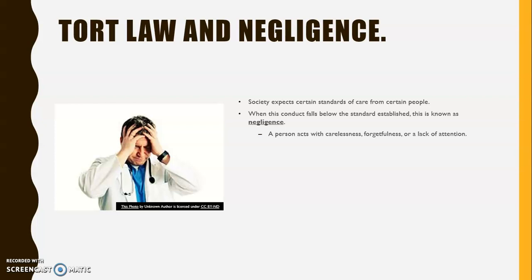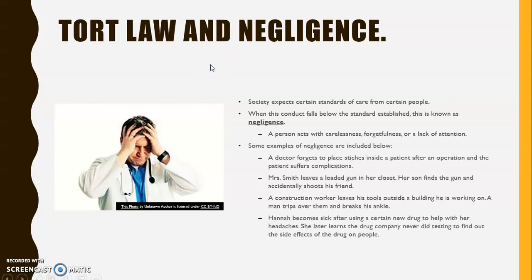A person acts with carelessness, forgetfulness, or a lack of attention. This could even be a construction worker not picking up his tools at a construction site, which we're going to talk about in a little bit, and somebody trips over it and breaks their ankle. We expect people to act a certain way in regards to their profession or their care. Some examples of negligence are included below.